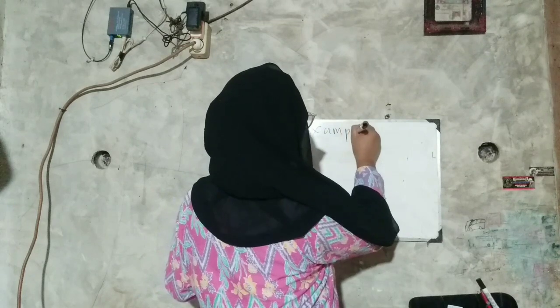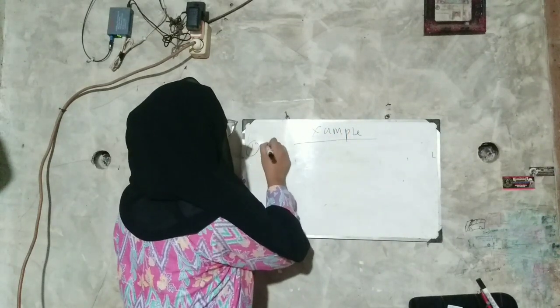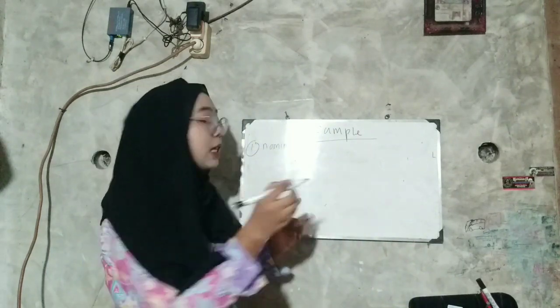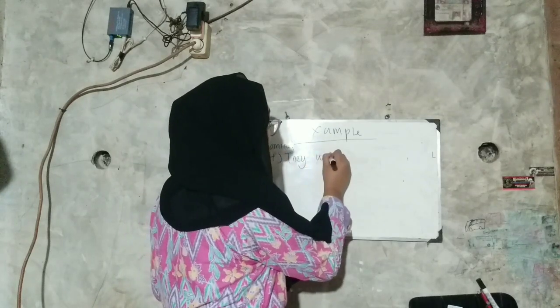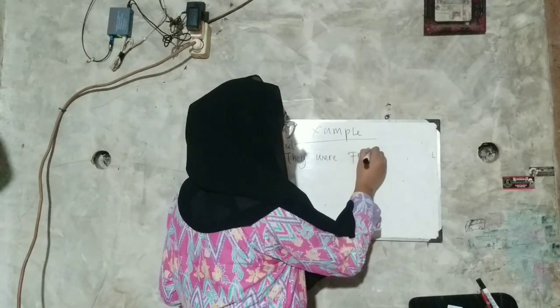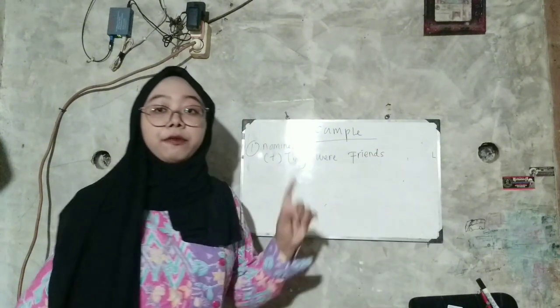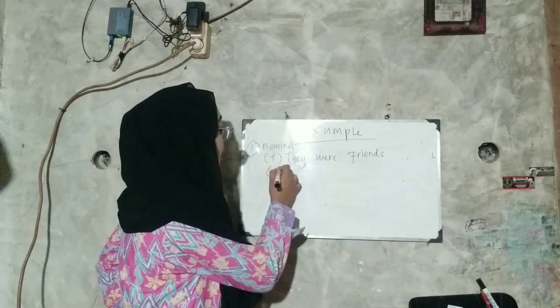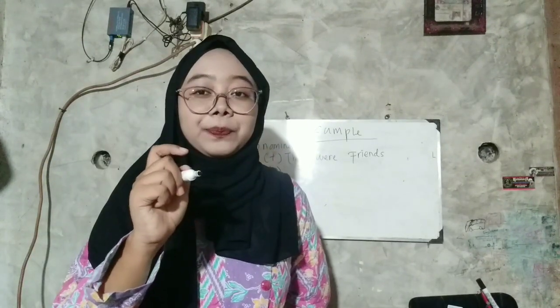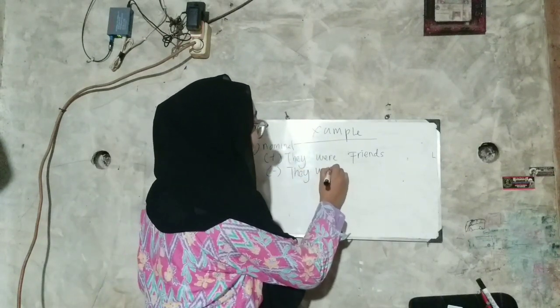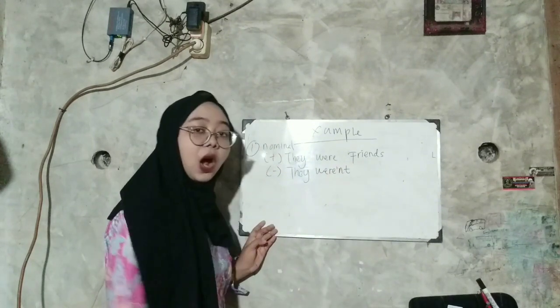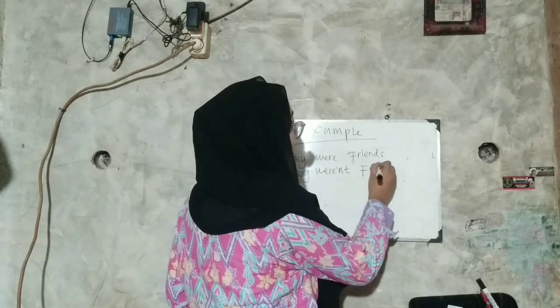The example. First is about the nominal sentence. What is the example of the nominal sentence? We can use they. They were friends. They were friends. And for the negative is what? They were not or weren't friends.